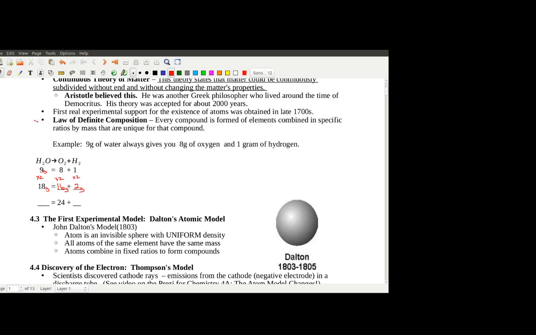The law of definite composition deals with ratio of masses. If I had 24 grams of oxygen, 8 times 3 gives me 24, so 1 times 3 is 3, and 9 times 3 is 27. It's the same ratio. 27 grams of water comes from 24 grams of oxygen and 3 grams of hydrogen. That's the law of definite composition.